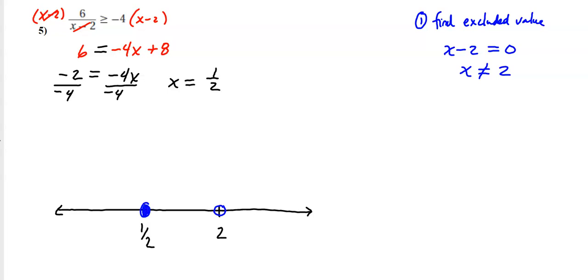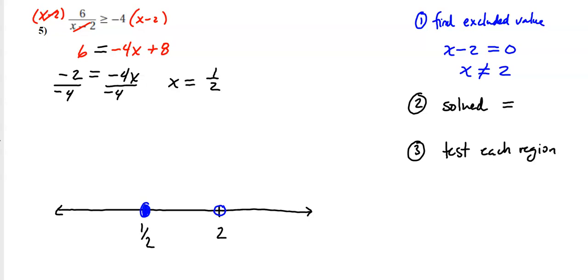So what I did, I'm going to just put this step in over here. We found the excluded value. Then we just solved with an equal sign in there. And now what I'm going to do is test each region.